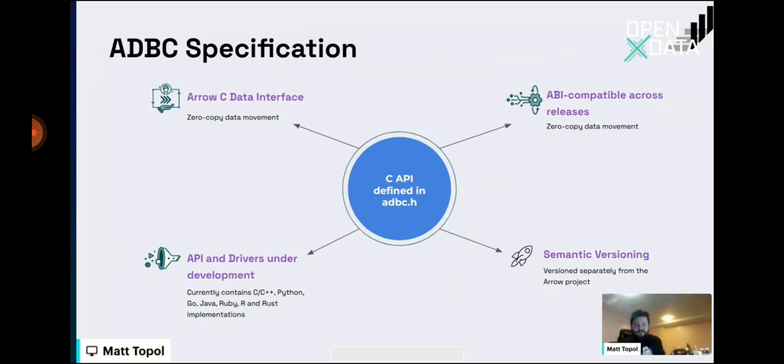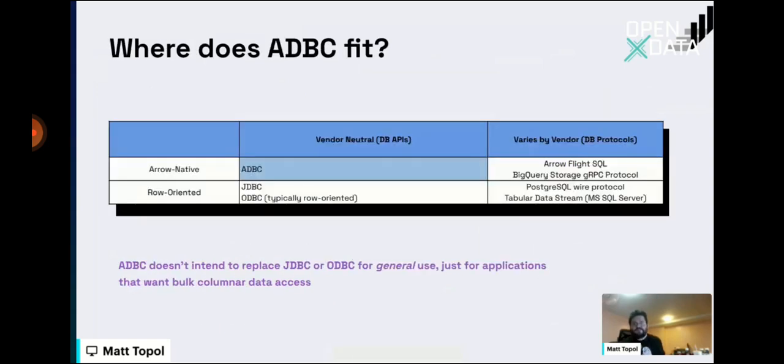And at its core, it's a header file. It's a C interface. It's a vendor-neutral API, it's column-oriented, and if your system already returns arrow, like say Snowflake or BigQuery do, then it is a significant performance improvement.